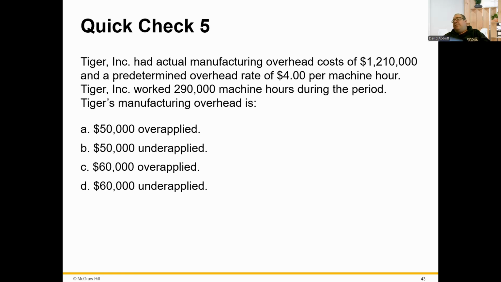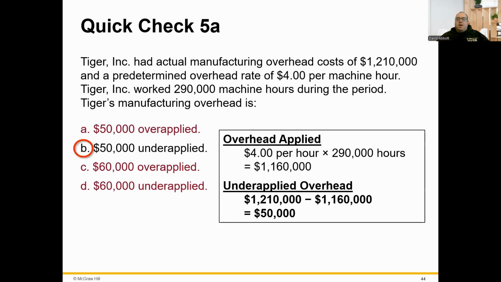So let's look here. Let's do a couple of quick checks. Tiger Inc. has actual manufacturing overhead costs of $1,210,000 and a predetermined overhead rate of $4 per machine hour. And they worked 290,000 machine hours during the period. So what would their overhead rate be? What should it be? In terms of what they actually experienced.